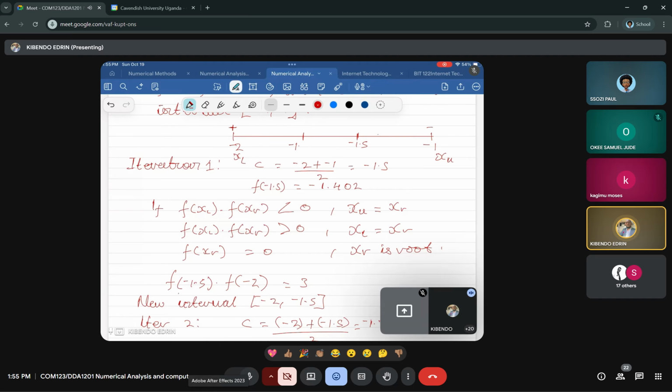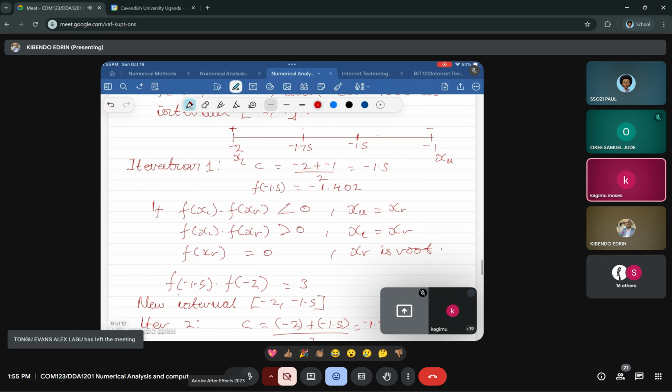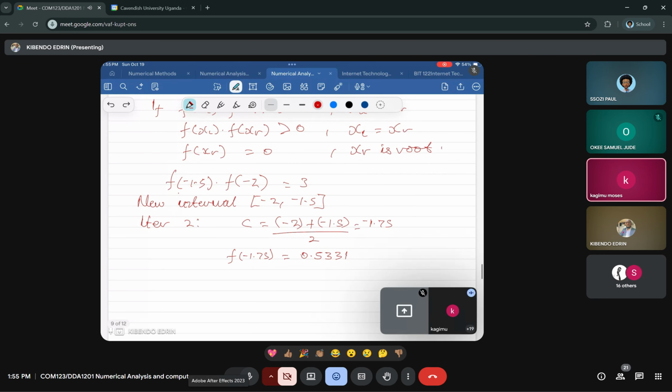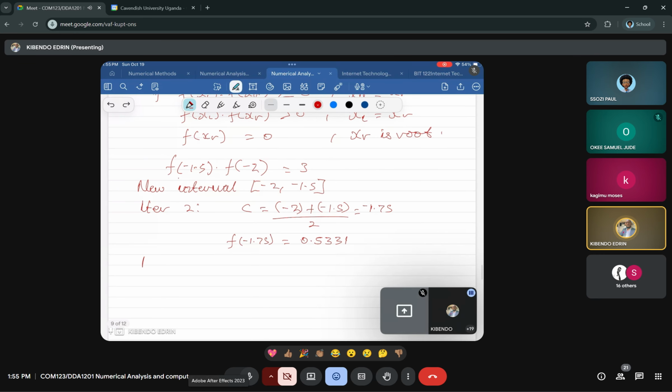Negative 1.75. Yes. And make it a positive up there. And this was a positive 2. No, that one was a negative. After the evaluation, the evaluation was negative, Mr. So now the new interval, since people get confused.